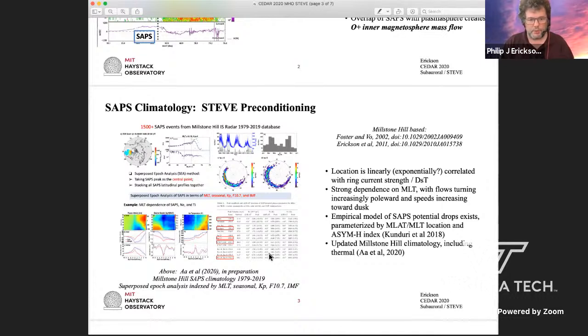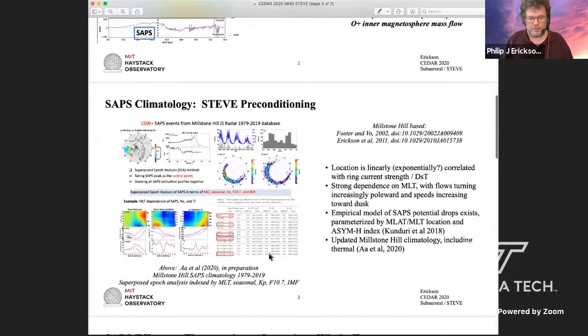He's about to release a paper where he's done a superposed epoch analysis of all of this by MLT, seasonal, KP, F10.7, and IMF. So the point is that we have an updated climatology that can be combined with the recent stuff that Bharat just did a couple of years ago. And so there are some models of the general SAPS environment which one can rely on. Those of you who haven't looked at that, I encourage you to look at that literature and keep it in mind when you're thinking about the conditions where these extreme events are occurring.